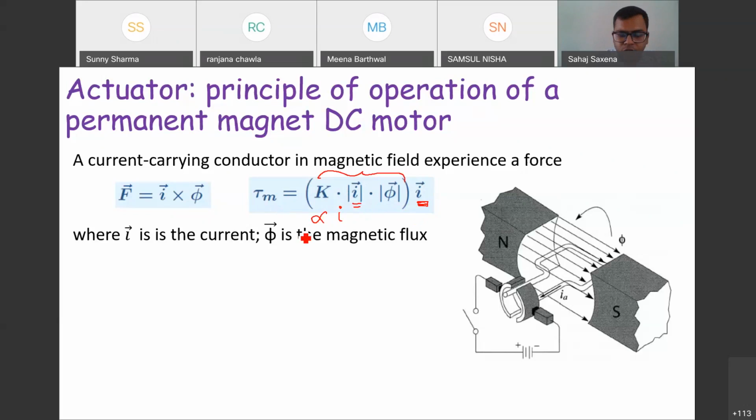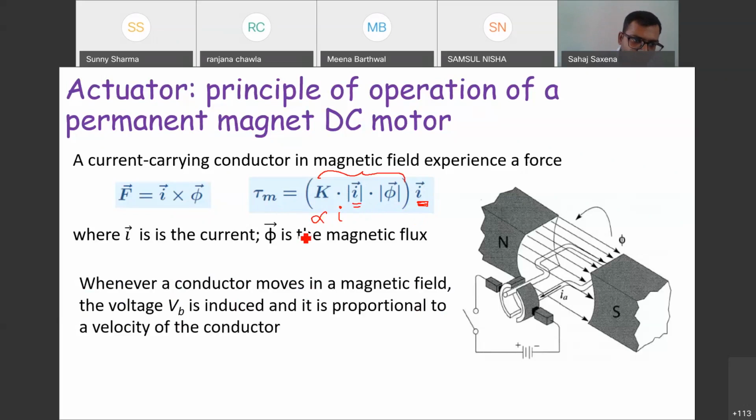All right, so we have a DC motor, and the DC motor will produce a torque, and through torque we have some sort of motion. So whenever a conductor moves in a magnetic field, the voltage VB is induced. We know that VB is a back EMF voltage, and that back EMF voltage is induced, and it is proportional to the velocity of a conductor. So basically it tries to oppose the motion of the conductor, and you know about Fleming's laws. So with those laws we have some sort of friction over here.